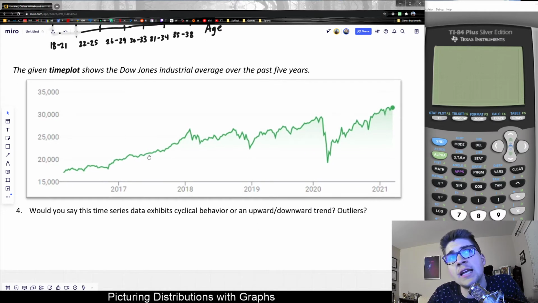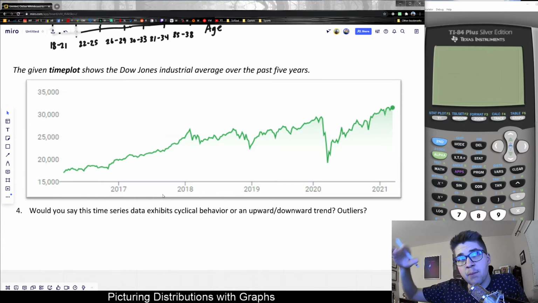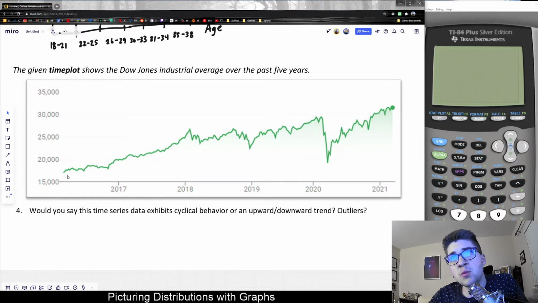So in this case, let's just go ahead and try to figure some stuff out and answer the questions about it. And what it asks us is, would you say this time series data exhibits cyclical behavior or an upward or downward trend? So a cyclical behavior typically means that it's something that goes up and down, up and down, up and down in a very predictable way, where it could technically be going up and down more over time. But with the Dow Jones, we can see that there are some ups and downs, but it's not like a consistent pattern. A cycle is always something that happens in a very consistent, predictable way. And so I would say that no, this is not cyclical at all.